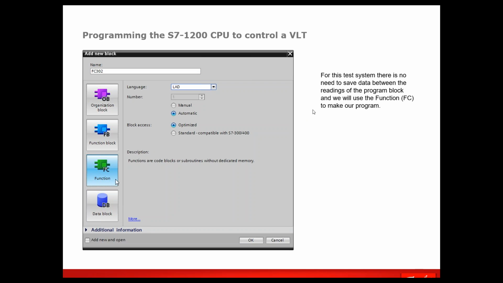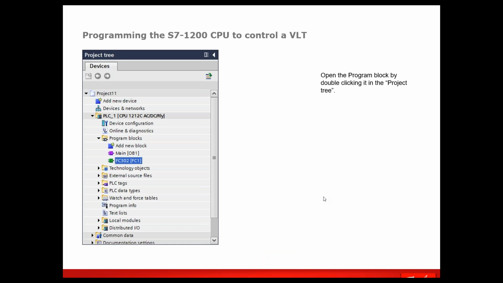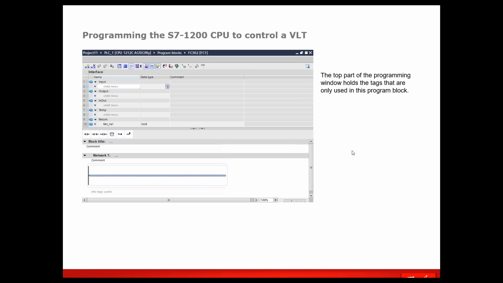So for this test system, we need to save the data between reads, so we're going to do a function block. So to create the function block, click OK, and it creates it here. What we're going to do in this is preset the control word bytes or bits to send in. So we're going to send in the start command and the stop command into the control word, and then different speeds. So we're presetting some data in here.